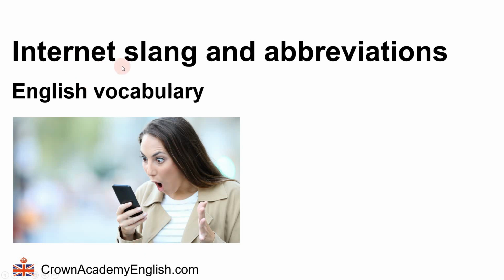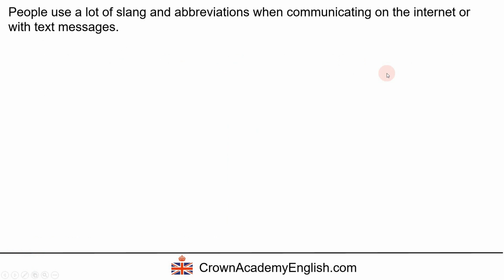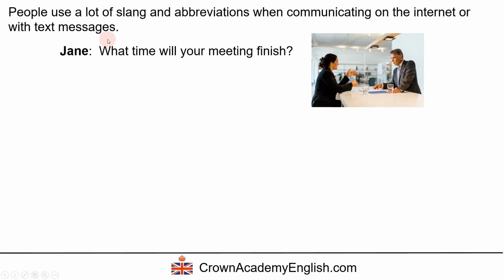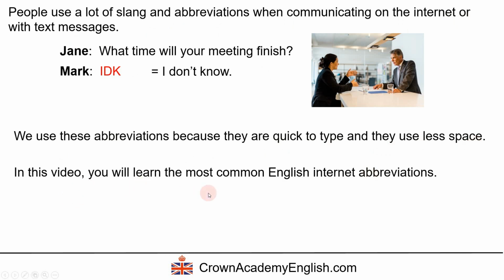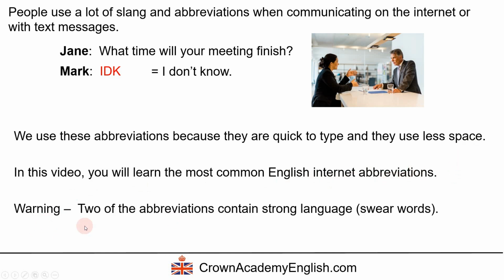Today we're looking at internet slang and abbreviations. So people use a lot of slang and abbreviations when communicating on the internet or with text messages. Example, Jane writes, "What time will your meeting finish?" And Mark replies, IDK. And this means, I don't know. So we use these abbreviations because they are quick to type and they use less space. So in this video you will learn the most common English internet abbreviations. And just a quick warning, 2 of them contain strong language, swear words.